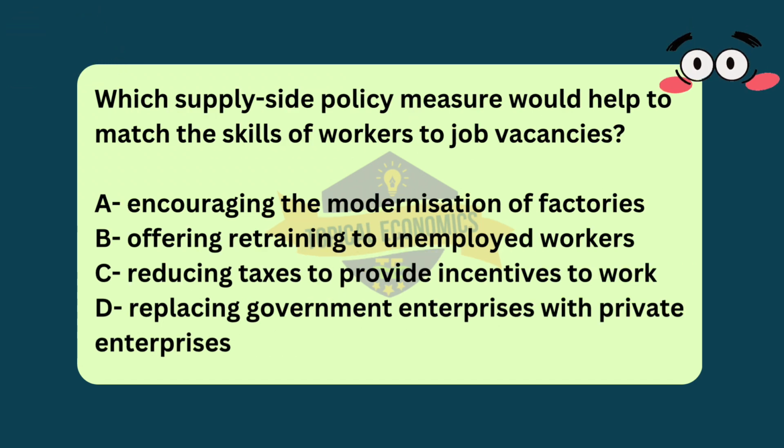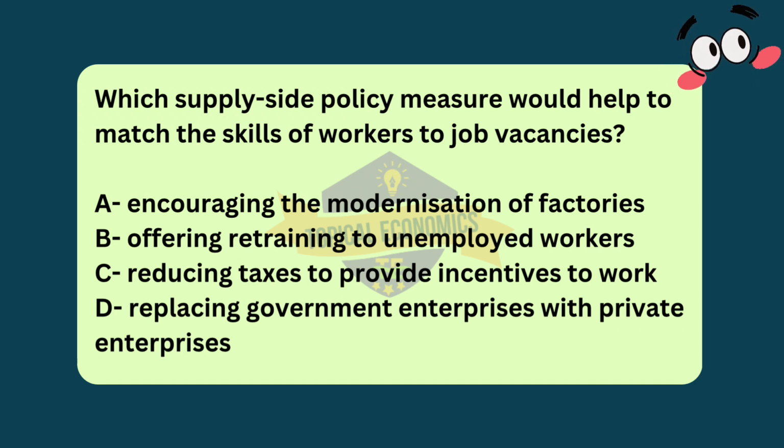Moving to question 5. Which supply-side policy measure would help to match the skills of workers to job vacancies? A. Encouraging the modernization of factories. B. Offering retraining to unemployed workers. C. Reducing taxes to provide incentives to work. D. Replacing government enterprises with private enterprises. Reference, 2021 October, November, version 2. The correct answer for this question is option B. Offering retraining to unemployed workers.